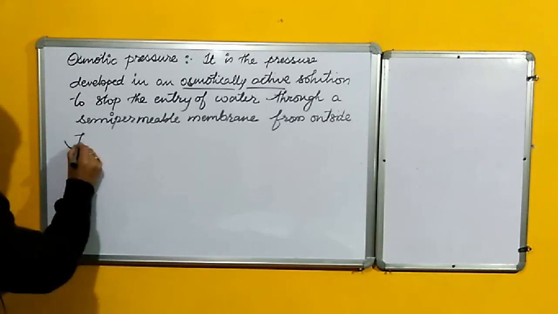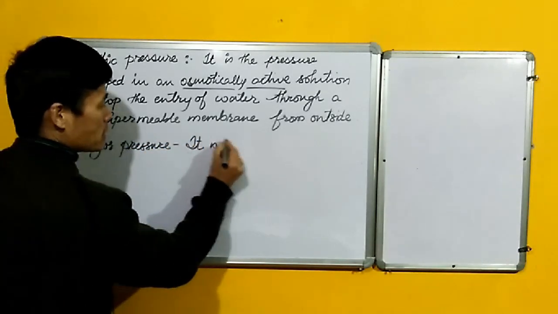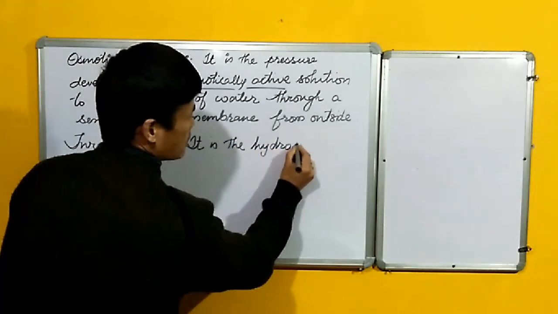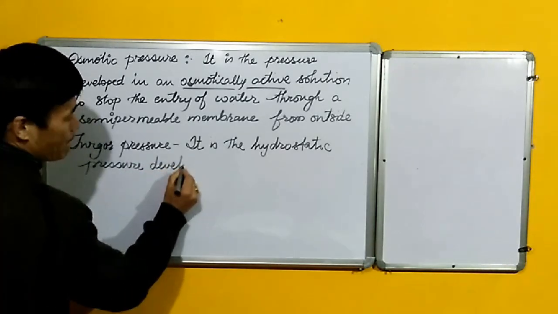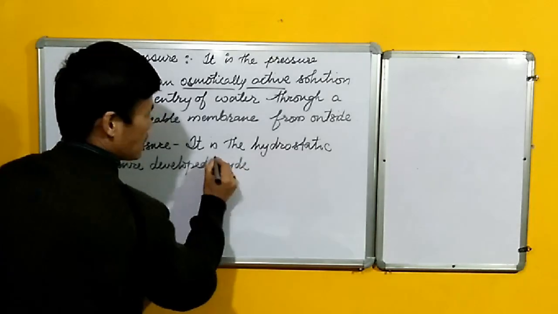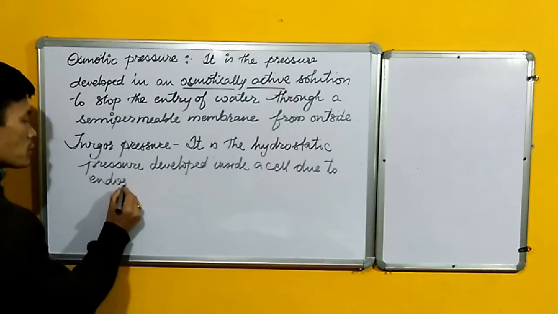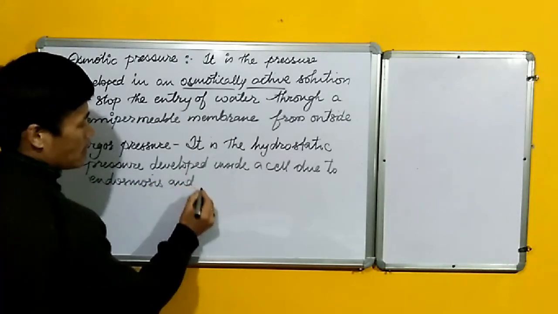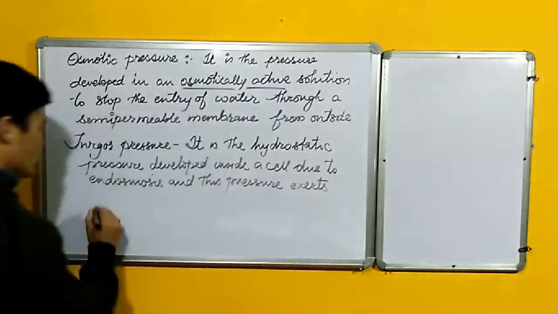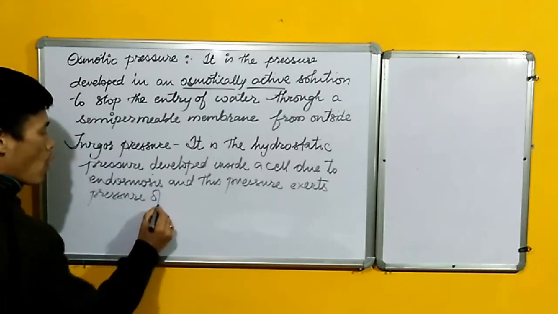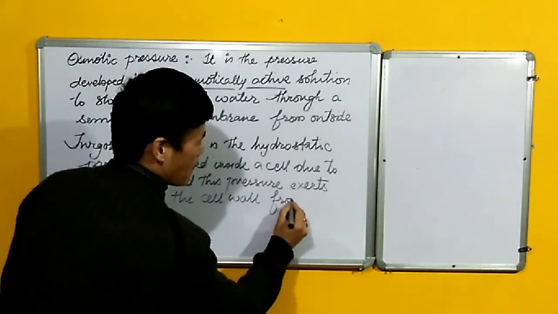The next we come to turgor pressure. It is the hydrostatic pressure developed inside a cell due to endosmosis and this pressure exerts pressure on the cell wall from within.